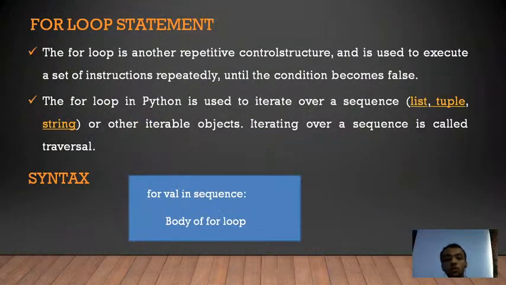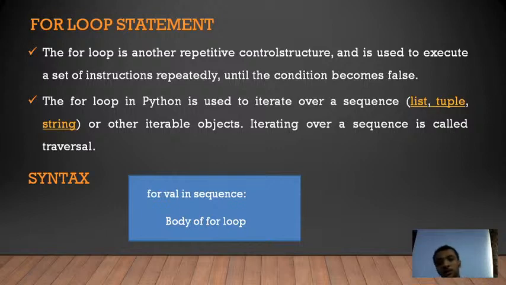What is the use of a for loop? A for loop is used when we know the limit. Then we can use a for loop. In a while loop we don't know the limit, we are only checking the condition. In a for loop we know the limit. In Python, the syntax of the for loop is somewhat different.